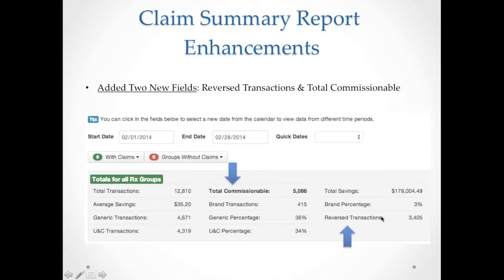UNC percentage was 34%. Brand percentage was 3%, and reverse transactions again was 3,405. You can see that this particular group that we are looking at saved cardholders $179,004.49 in the month of February 2014. And again, that means cardholders saved $179,000 by simply using the FreeRxPlus prescription discount card for this particular group.